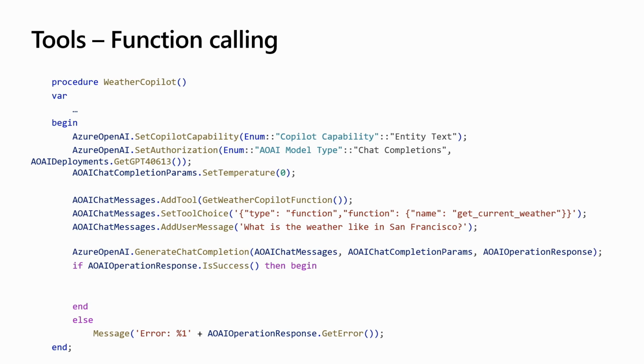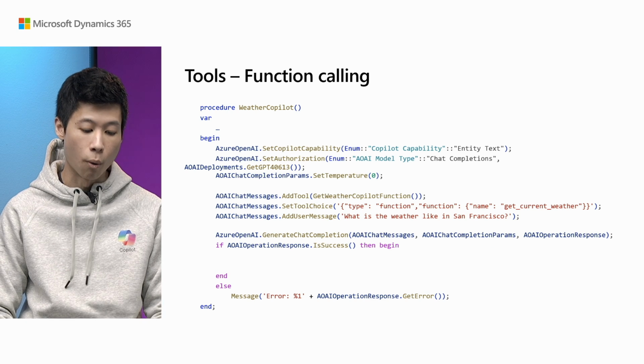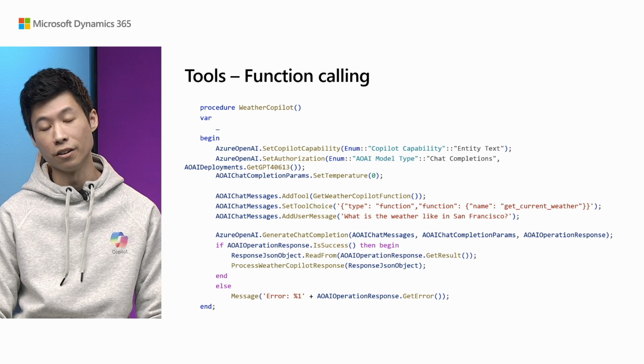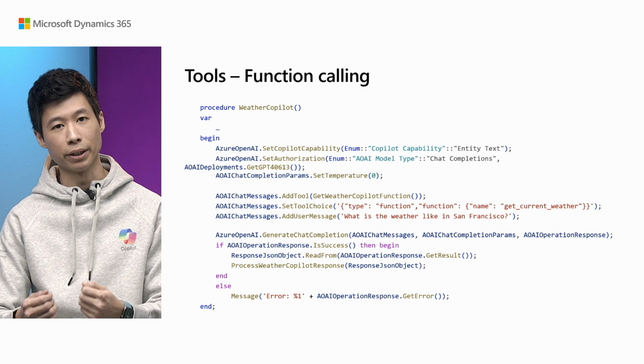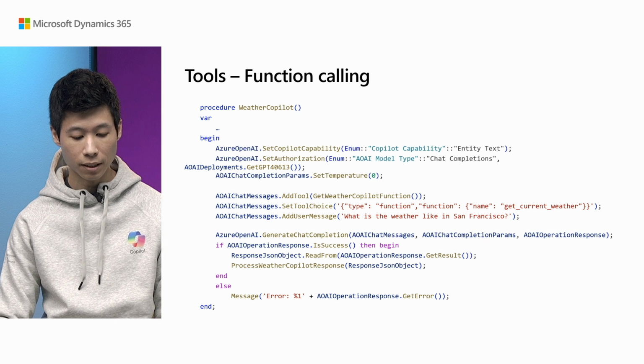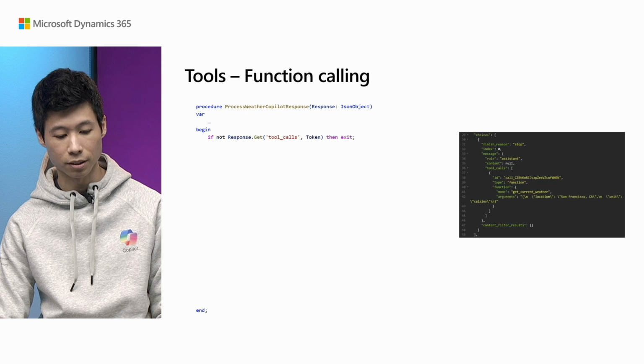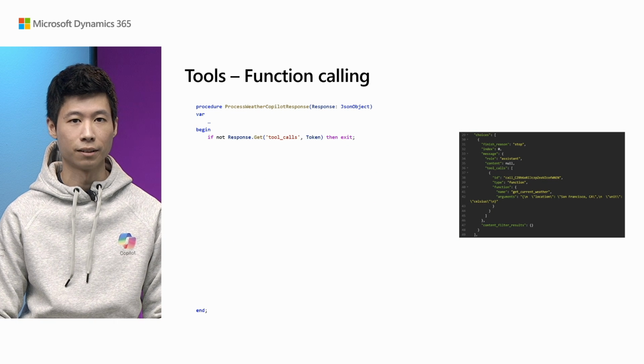And there, I'll check whether it's been a success or not. If it has not, I'm going to throw my error so I know what it is. However, if it's a success, now I need to actually interpret, OK, what is the response that came back. So I read it into my JSON object and then process the response. So how does the processing look like?